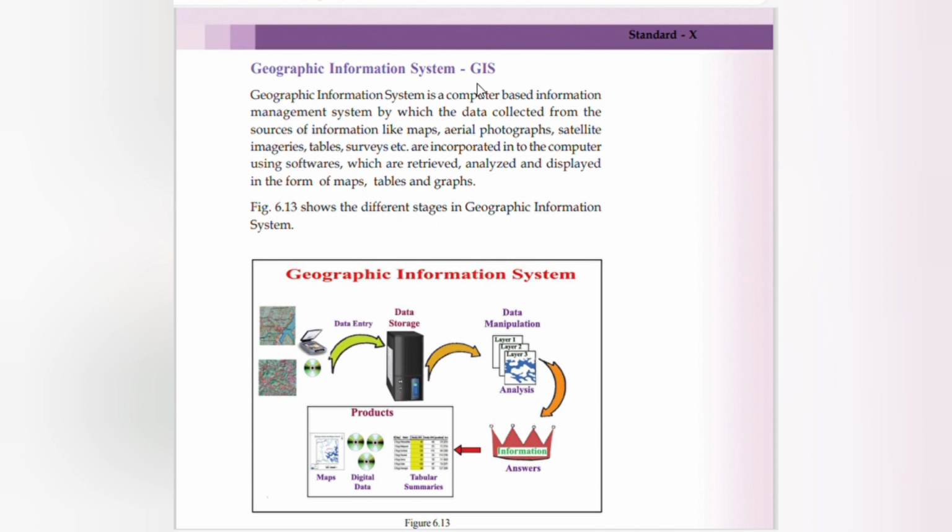Geographic Information System, GIS. Geographic Information System is a computer-based information management system by which data collected from sources of information like maps, aerial photographs, satellite imageries, tables, surveys, etc. are incorporated into the computer using software, and retrieved, analyzed, and displayed in the form of maps, tables, and graphs.